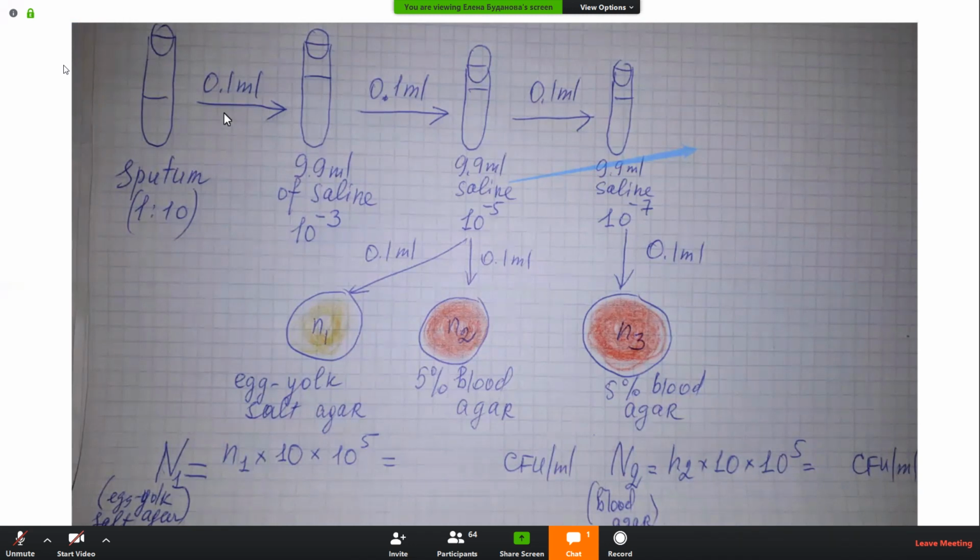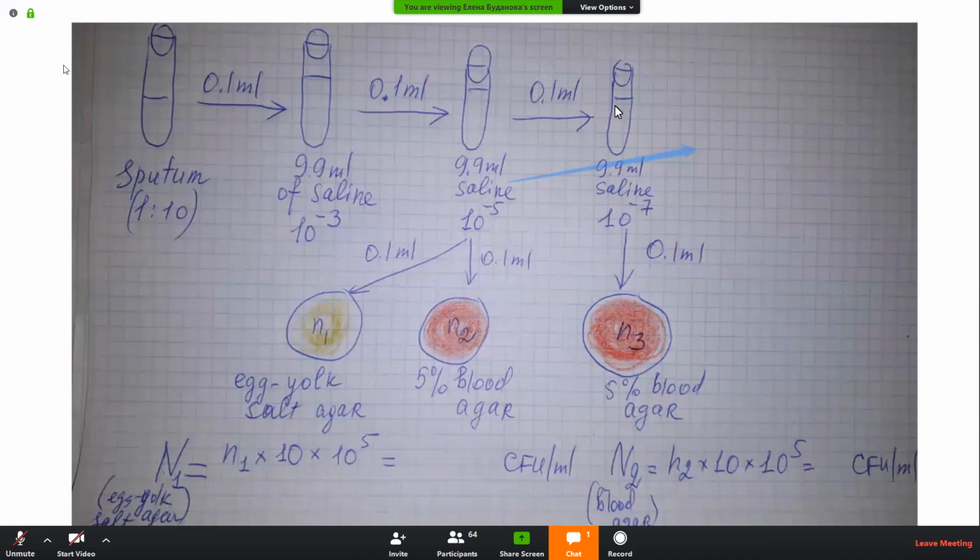Together with 1 to 10, it makes 10 to the power 3. And we do not subculture specimen from this tube and from the previous one as well, because it will show us just the normal flora contamination. And we go to the next to make the next dilution, 10 to the power 5, bringing 0.1 to 9.9 of saline again.